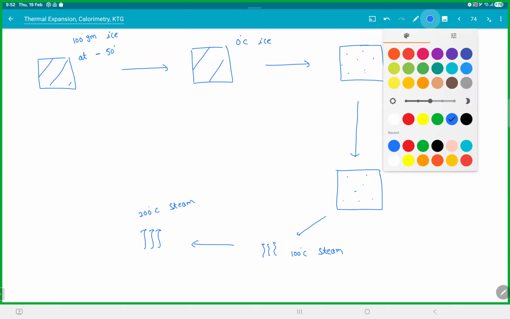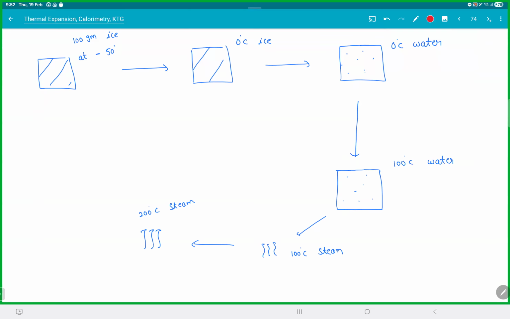So let's calculate. First thing, when you want to go from -50 to 0 degrees, remember you are still a solid. You're not doing a phase change. Your temperature is changing. So we use the formula Q is equal to m s delta T. m is 100, specific heat of ice is half, and delta T is 50. That's 2500 calories. You require this much heat to convert ice from -50 to 0.